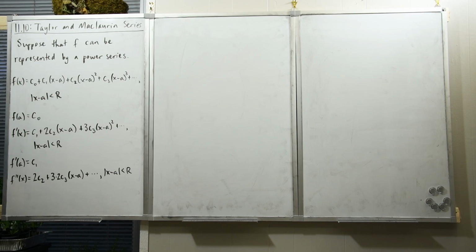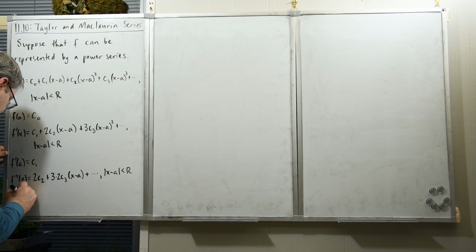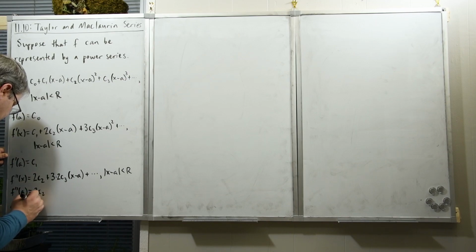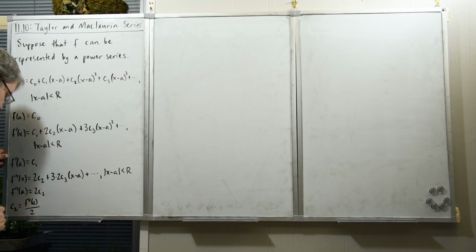So now if we plug in a for x, we take a look at f double prime of a, we're going to get 2c2 plus 3 times 2 times c3 times a minus a, and that's going to be 0. And as we move on down this sum, we're always going to have x minus a raised to at least the first power. And so when you plug in a for x, all those different pieces are going to zero out, which means that f double prime of a is 2c2, or we could say that c2 is f double prime of a divided by 2.